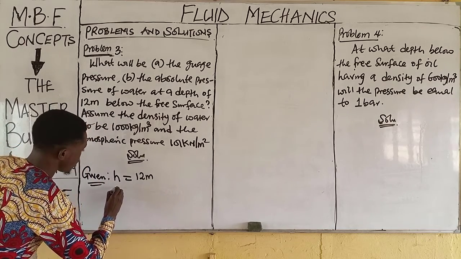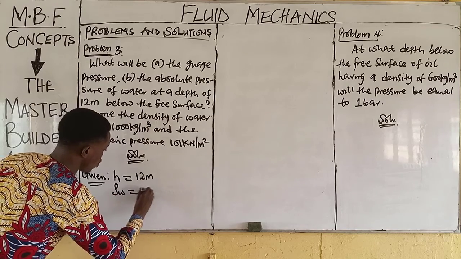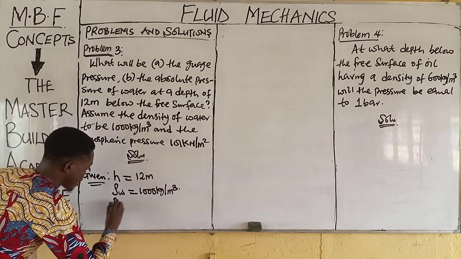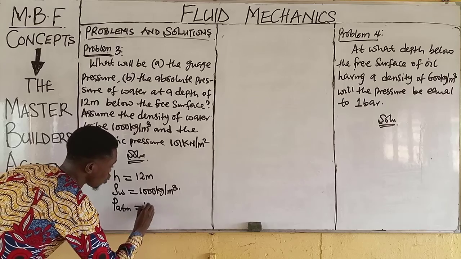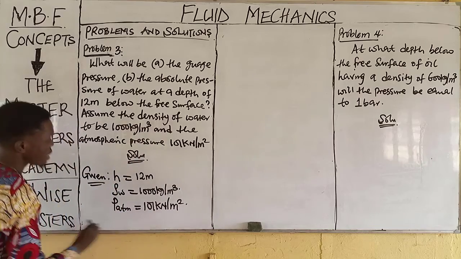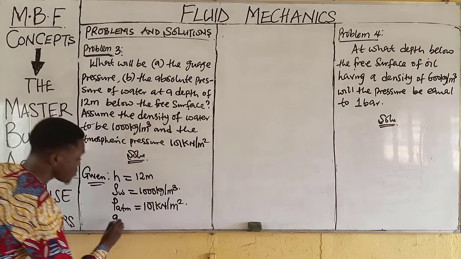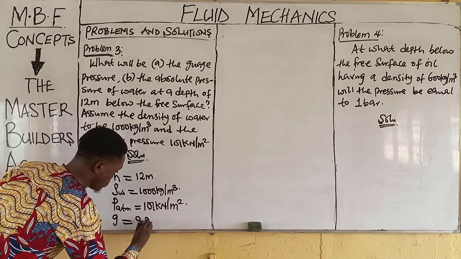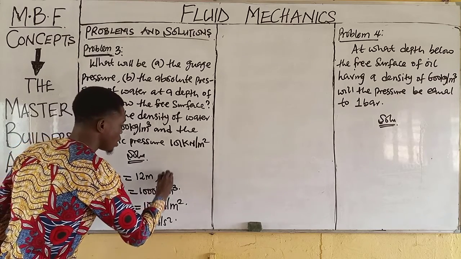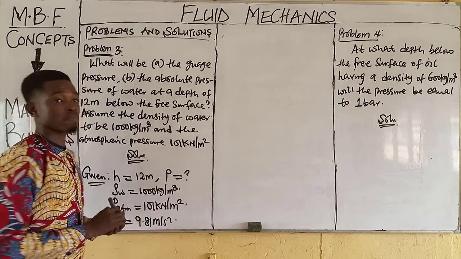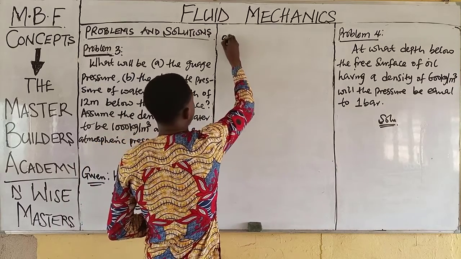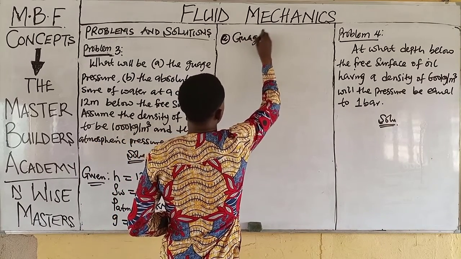Then density of water is equal to 1000 kilogram per meter cube. Then atmospheric pressure is equal to 101 kilo Newton per meter squared. Then we equally know that acceleration due to gravity is 9.81 meter per second squared. Now we are asked to find the gauge pressure. This is the gauge pressure. That's it. Now the first thing is question number A, gauge pressure.